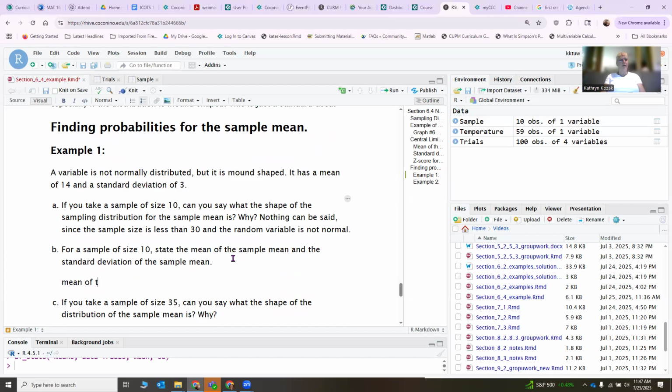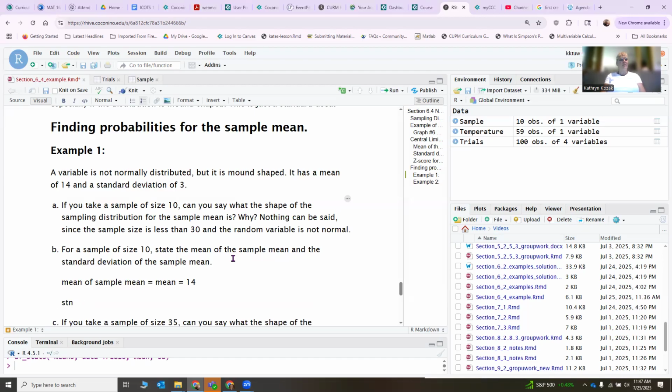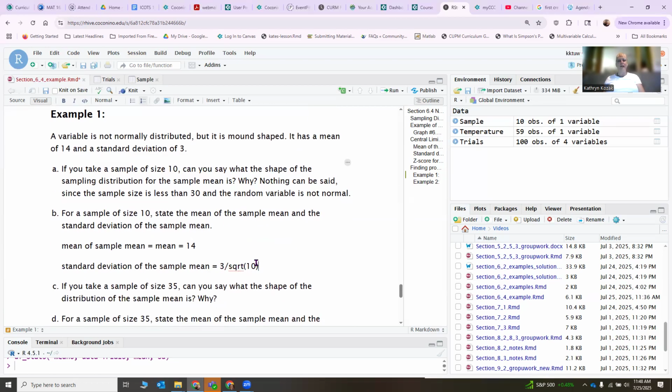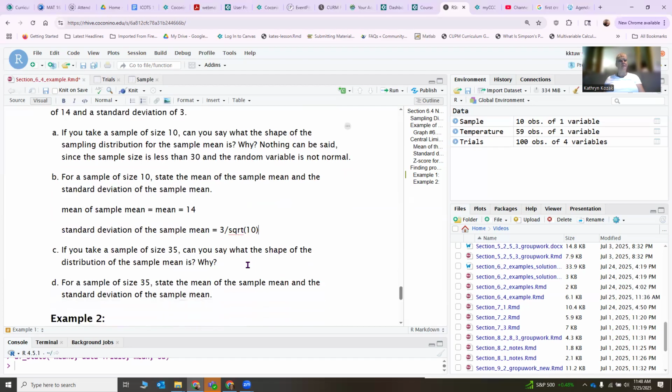So the mean of the sample mean, again, you can use a symbol, but it's the same as your original mean. So it's the same as the mean, which is 14. The standard deviation of the sample mean is the standard deviation, which we found to be 3, over the square root of your sample size. So our sample size is 10. Notice I wrote SQRT for square root. That actually is a way a lot of computers do square roots. I'm not going to care what this number actually is, so I'm just going to write it as this. I don't need to know what that number is.